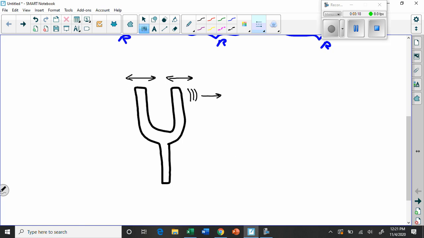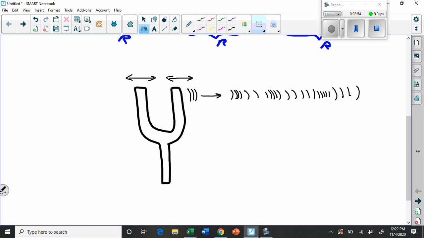And after a short time, it's traveled out. Then a rarefaction occurs behind it as the tuning fork vibrates the opposite way. And then the whole process repeats itself. So every time this fork moves, it creates a series of compressions and then rarefactions. Each compression is when it moves to the right, and each rarefaction is when it moves to the left. And that, of course, is a longitudinal wave. This is how sound is transmitted, as compressions in the air around the tuning fork.